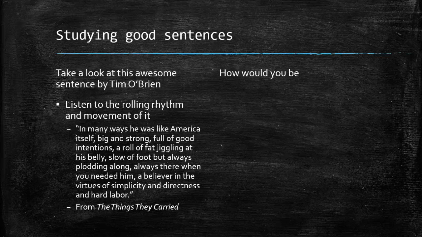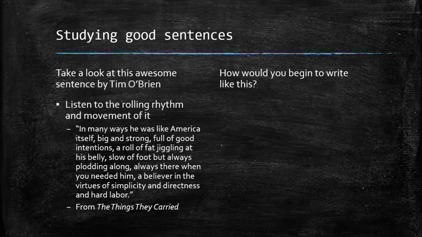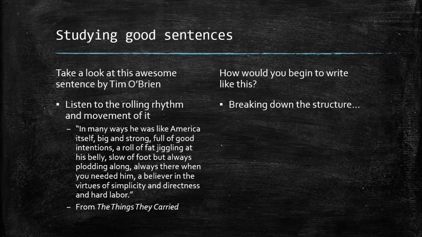Now, how would you begin to write like this yourself? Because Tim O'Brien is a human being. Tim O'Brien went through high school, just like you were going through high school. So there's nothing preventing you from writing awesome sentences like this as well. So how would you begin learning how to write like this? You do this by breaking down its structure and trying to imitate what he does in your own writing.